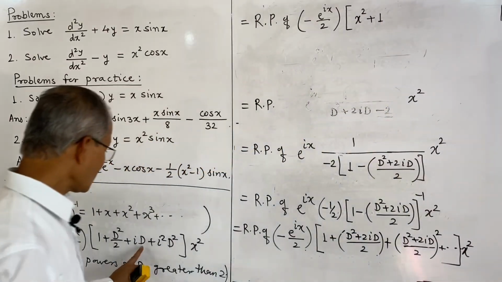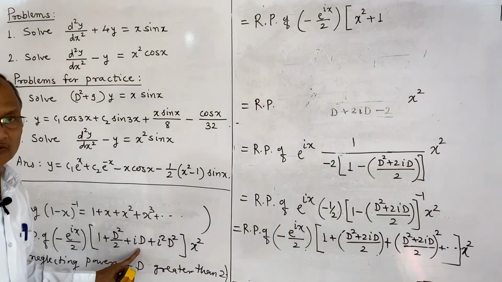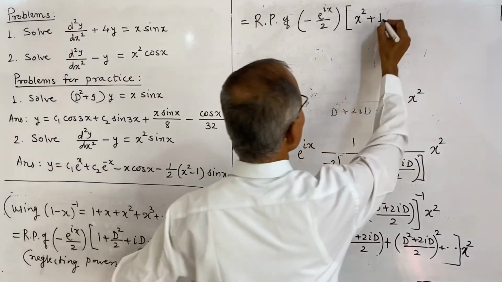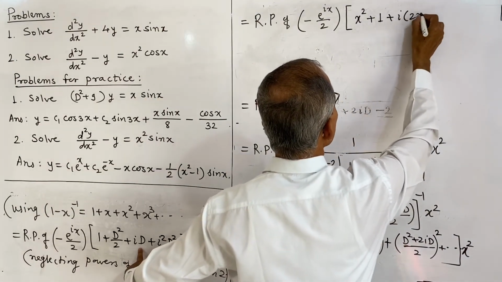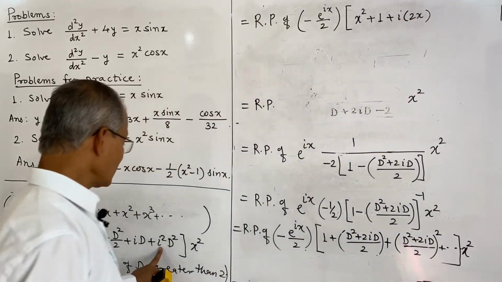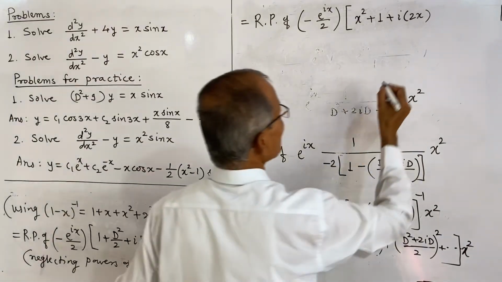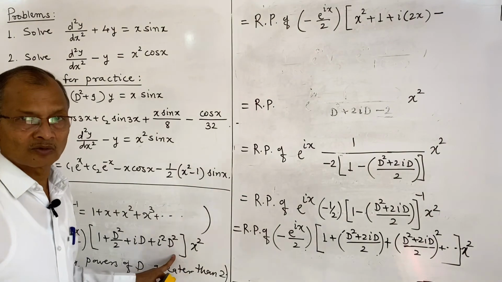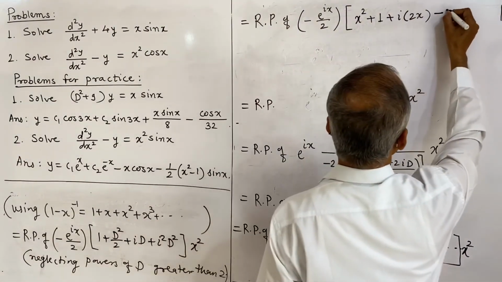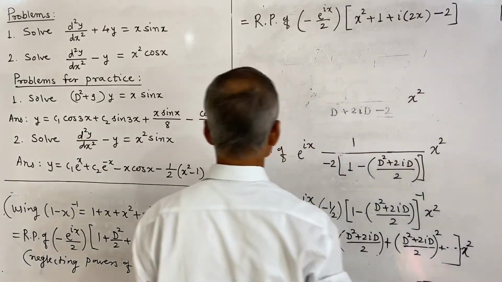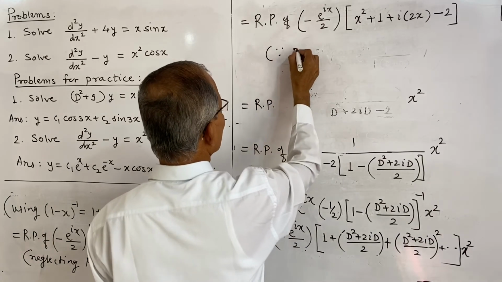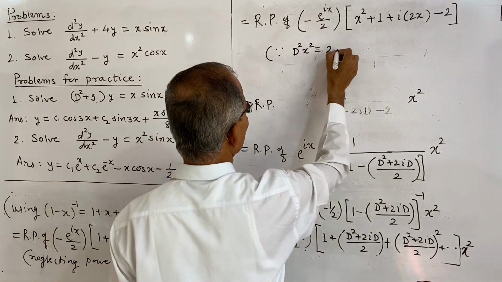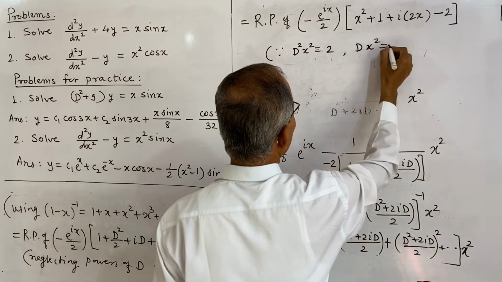And plus I d of x square. D of x square means 2x, the derivative of x square, so I into 2x, and plus I square is minus 1, and d square of x square is 2 only. So it is minus 2. You should check it, since d square x square is equal to 2, d of x square is equal to 2x.